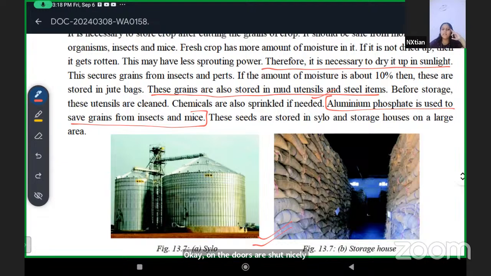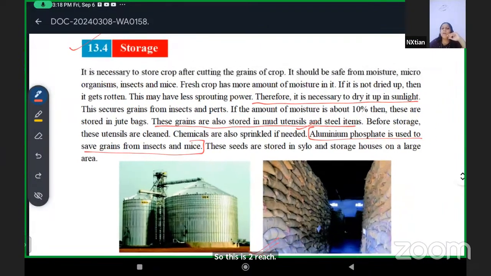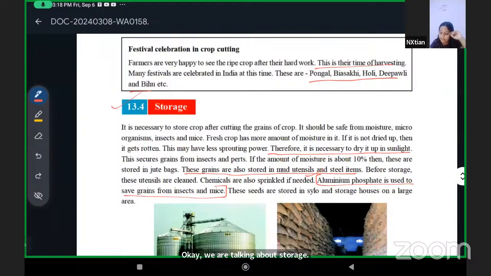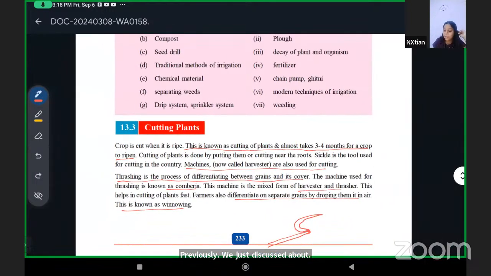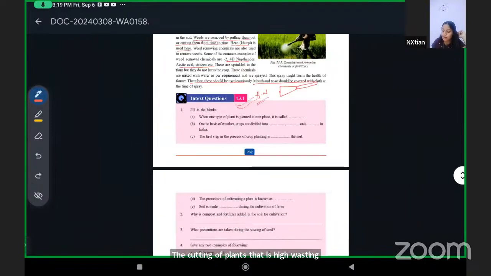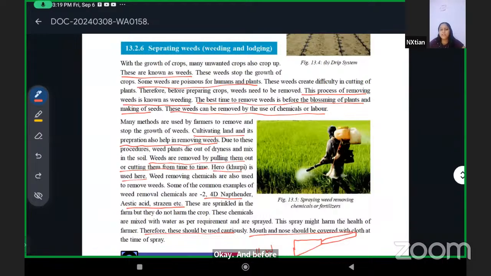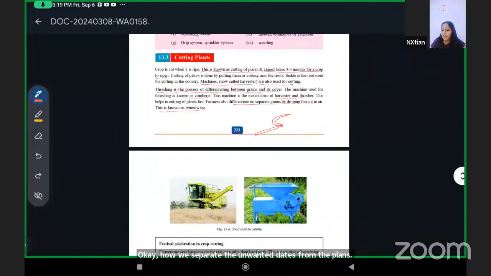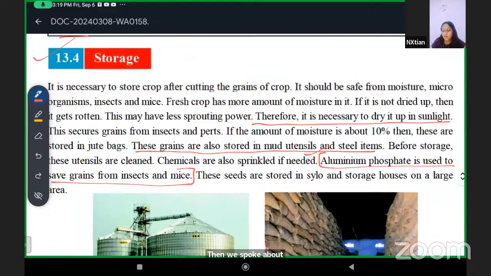This is storage. We are talking about storage. Previously, we discussed the cutting of plants, that is harvesting. And before that, we talked about separating weeds, how we separate the unwanted weeds from the plants. Then we spoke about harvesting, and now we are talking about storage.